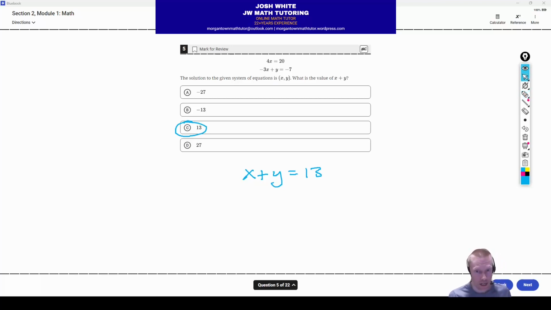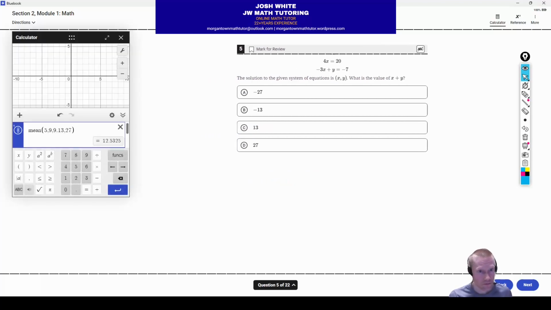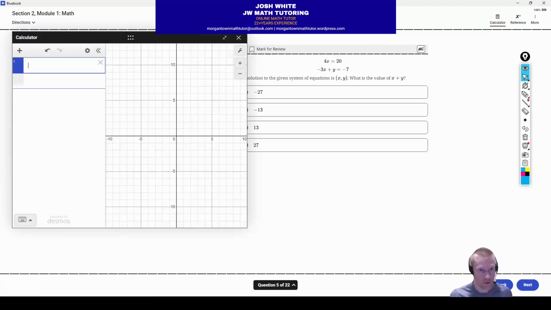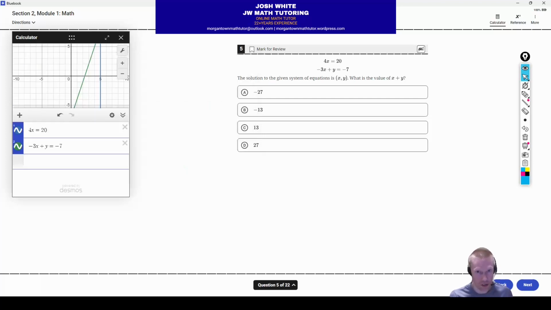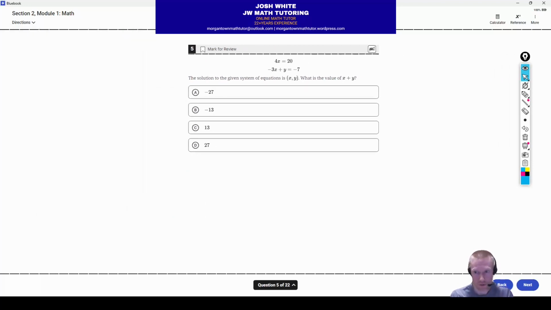Now, if you don't recognize that, that is fine. Then I would just go to Desmos, and I would just solve this system of equations. So just type in the two equations. There's the first one. There we have the second one. Where do they intersect? They intersect at the point 5 comma 8. So x is 5 and y is 8 for the solution. So what is x plus y? Well, 5 plus 8 is 13. Letter C, get the same answer. You can do it that way as well.